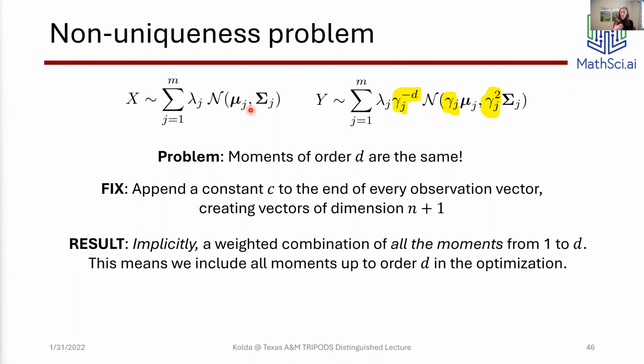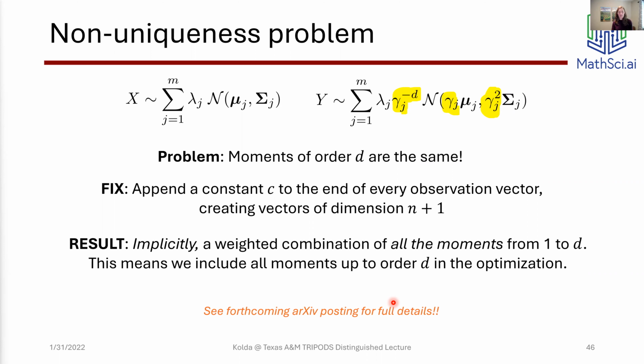And in fact, what this ends up doing is when you add a constant to the end of every observation vector, and then you do the same for the mu, and then the sigma, you just augment it with zeros in the last row and column. You implicitly get a weighted combination of all the moments from 1 to d. And usually when you do method of moments, you don't just look at one moment, you look at all of them. So you get that sort of for free, but you're only working with one moment tensor from a math point of view. You just sort of sneakily added one extra entry on it. And so this means that we actually get all moments up to order d in the optimization I was telling you about before.